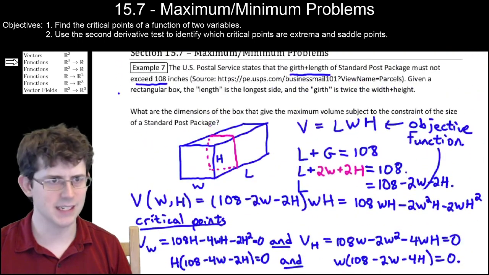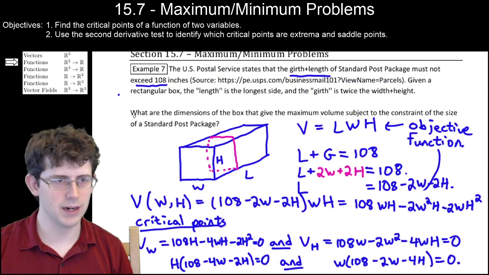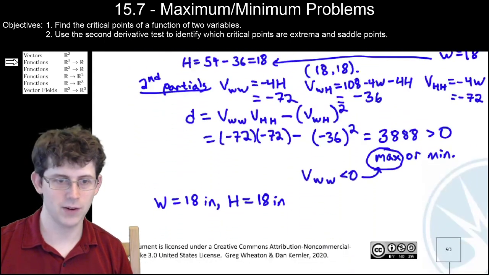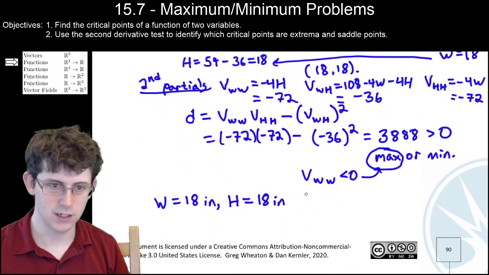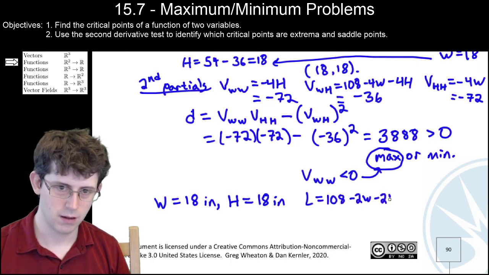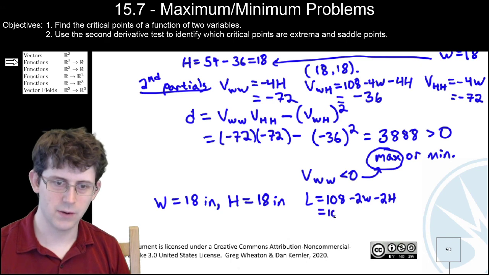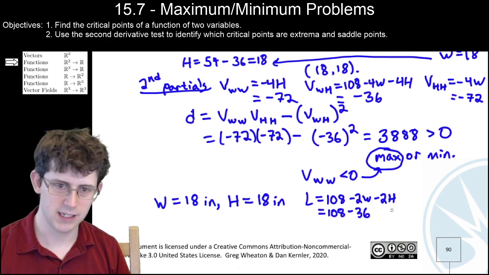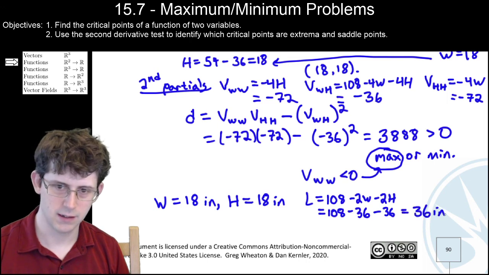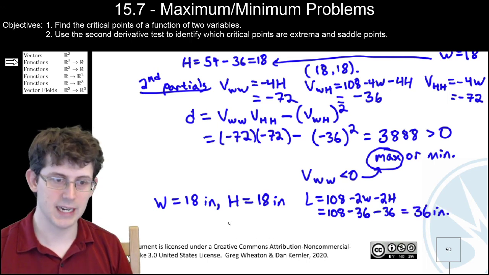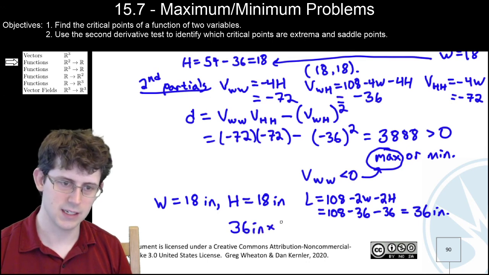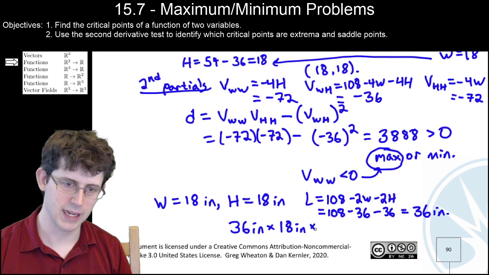I guess that's not really done. The question asks, what are the dimensions of the box? So we should find L. L is 108 minus 2W minus 2H. So this is 108 minus 36 minus 36, which is 36. So the largest possible box to ship through the US Postal Service is 36 by 18 by 18.